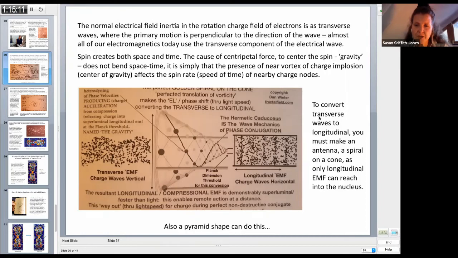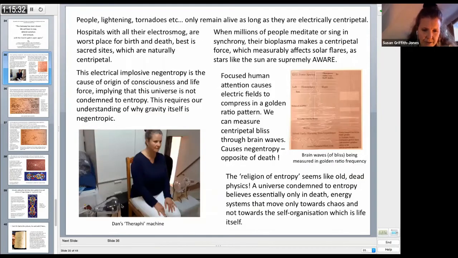So to convert transverse waves to longitudinal, you must make an antenna, a spiral on a cone, as only longitudinal EMF can reach into the nucleus. So what you've got is transverse waves coming in, spiraling down the cone, and emerging as longitudinal waves in the center. And that's what happens in Dan's Therify machine. And it has to come from two sources. So the transverse wave will come in from this side and from this side and will emerge in the center as a longitudinal scalar wave. So you're sitting basically in zero-point energy here.